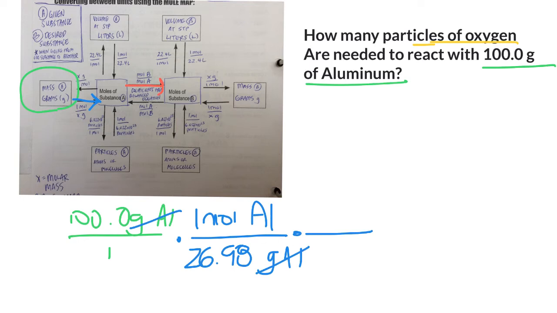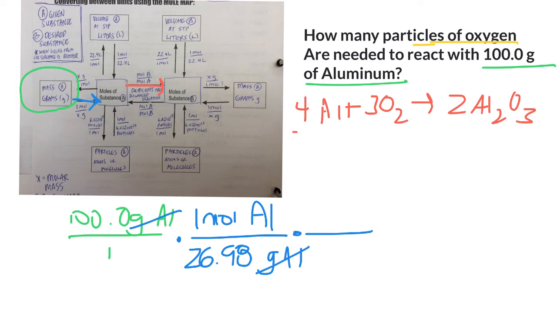Now, that was on the other side. So we have 4Al plus 3O2 yielding 2Al2O3. The coefficient in front of aluminum is 4, so we've got 4 moles of aluminum on the bottom so that moles of aluminum can cancel out. And we're trying to get to particles of oxygen. In front of oxygen, we see that 3, so we have 3 moles of O2 on top.